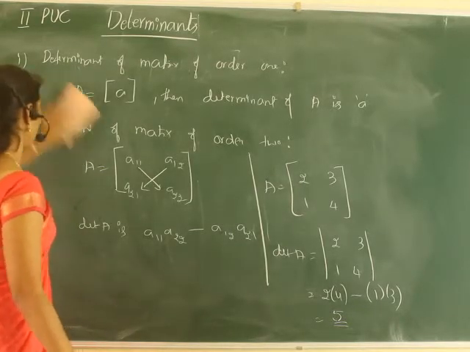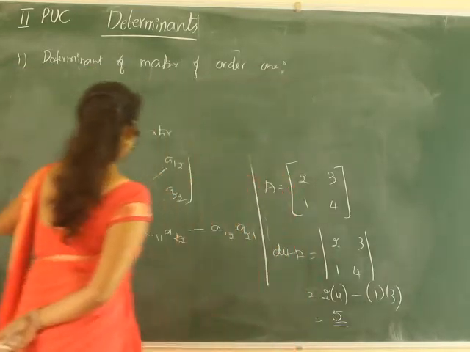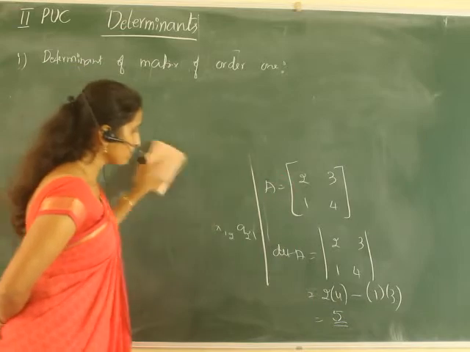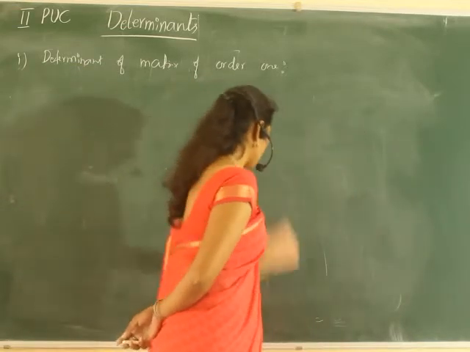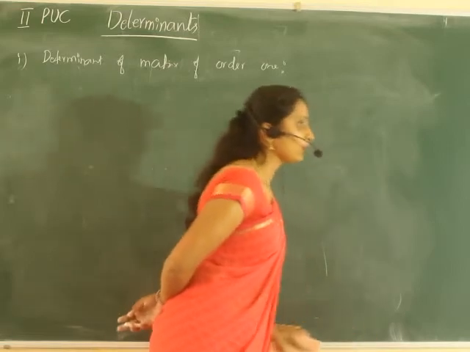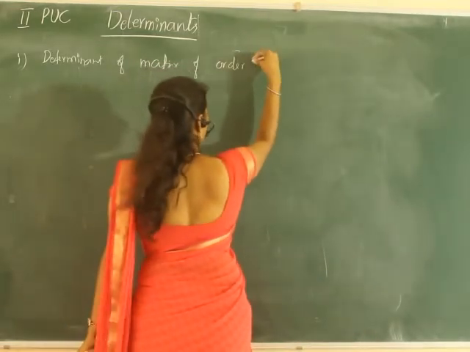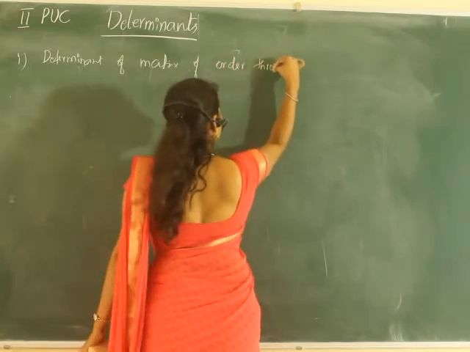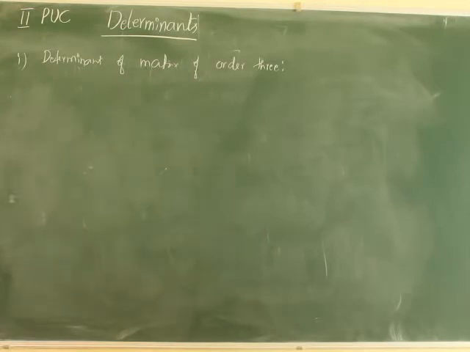Next we discuss the determinant of a matrix of order 3. Problems we can solve later. I have given only one example, since 2 by 2 is very simple to calculate. Next we calculate the determinant of a matrix of order 3.